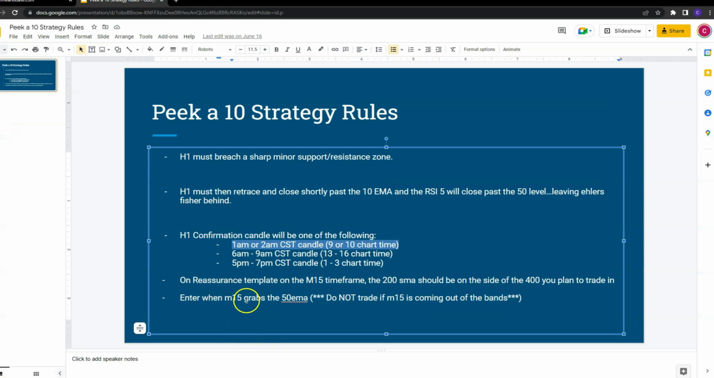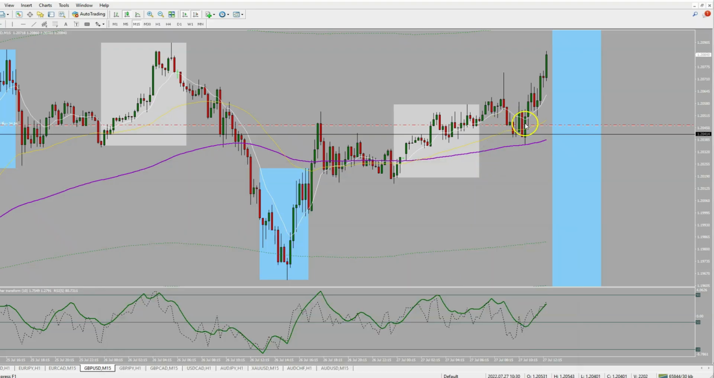So that's what I mean when I say enter when it grabs the 50 EMA. I like to enter on the opposite side of the 50 EMA as whatever direction I'm trading in. So since I'm trading up, I want to enter below the 50 EMA. That helps me avoid a ton of drawdown. That's my secret to sniper entries and having very little drawdown: just enter on the opposite side of the 50 EMA on the 15-minute chart. For most of my trades, there are some setups, or a setup in particular, where I enter on H1, but anyway, and don't enter if it's coming out the bands though.